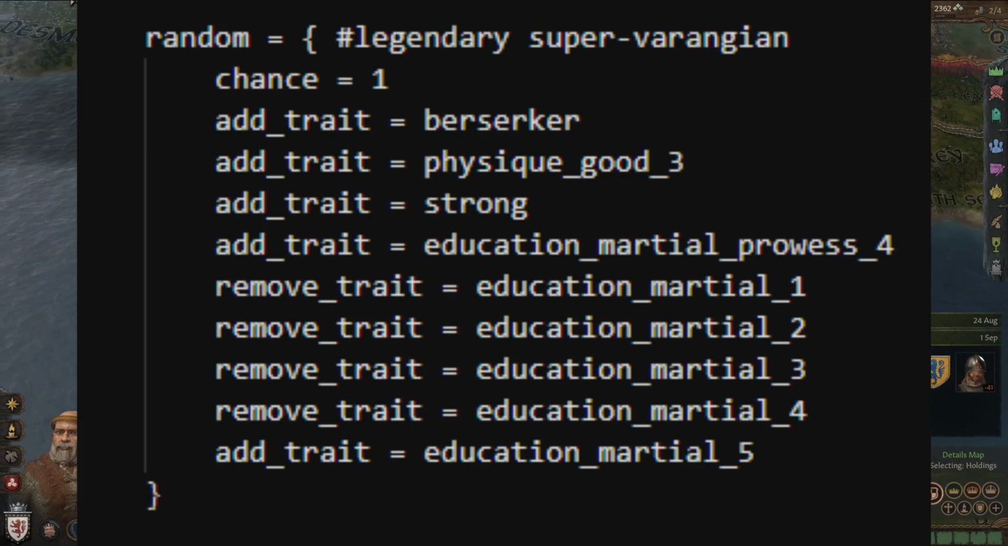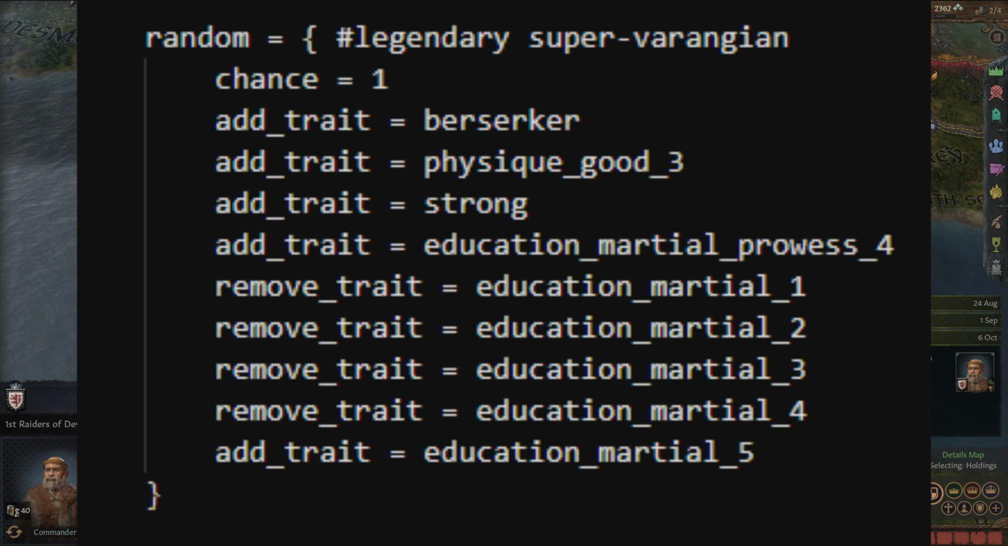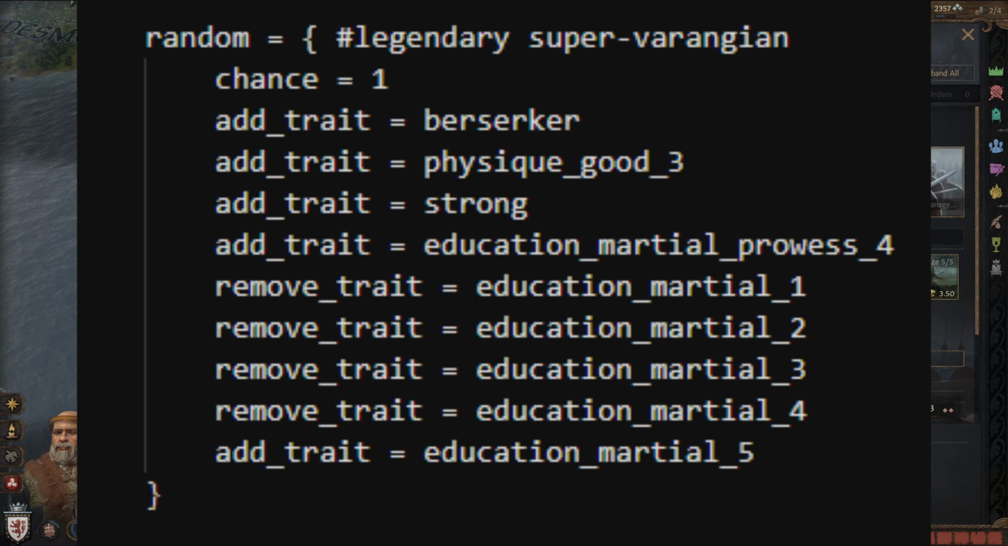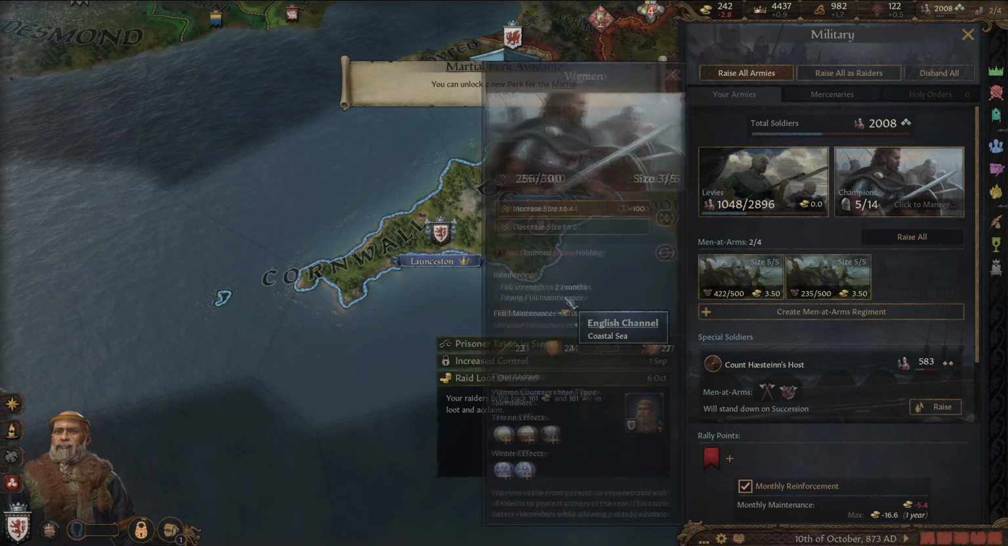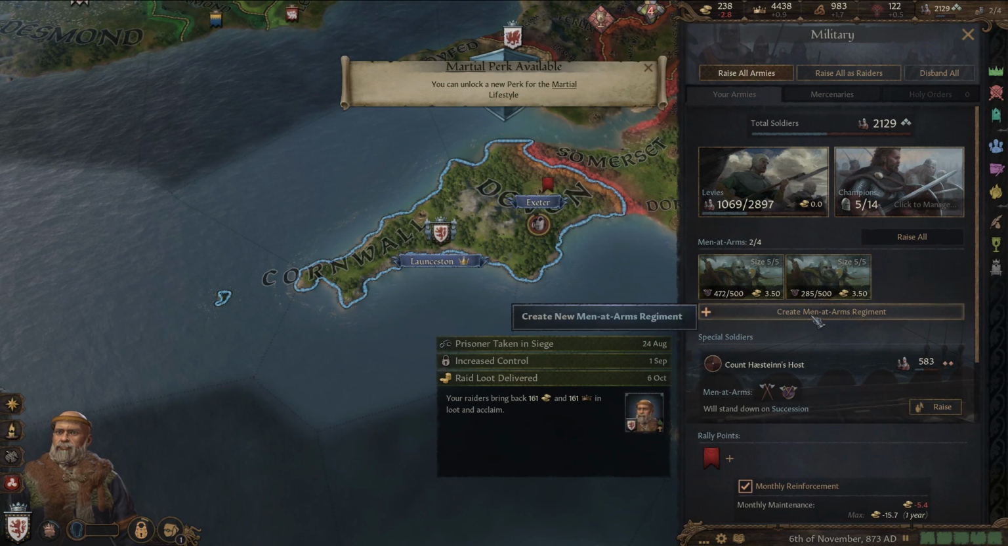I've even added in a 1% chance for a legendary spawn, which is a Varangian with the Herculean trait, and a minimum of 30 base prowess. A little bit of randomness is always fun, right? So we've got the purpose of the mechanic. Now let's talk about the mechanic itself.